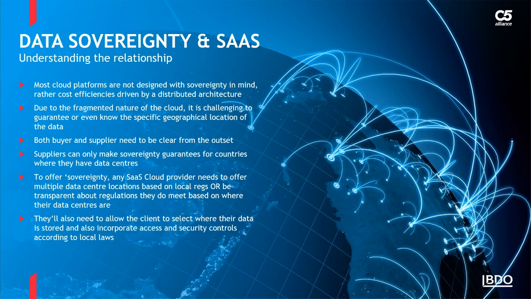Suppliers can only make sovereignty guarantees for countries where the data centers are. So there's a data center in Jersey, we can make a pretty cast iron guarantee about sovereignty within Jersey, but we can't make guarantees about other jurisdictions, and that applies for all cloud providers. To offer sovereignty, any cloud provider needs to offer multiple data center locations based on the local regulations, or they need to be pretty transparent and clear about where that data is going, so you can decide if that meets your needs. The provider also needs to allow the client to select where their data is stored and incorporate access and security controls according to local laws.